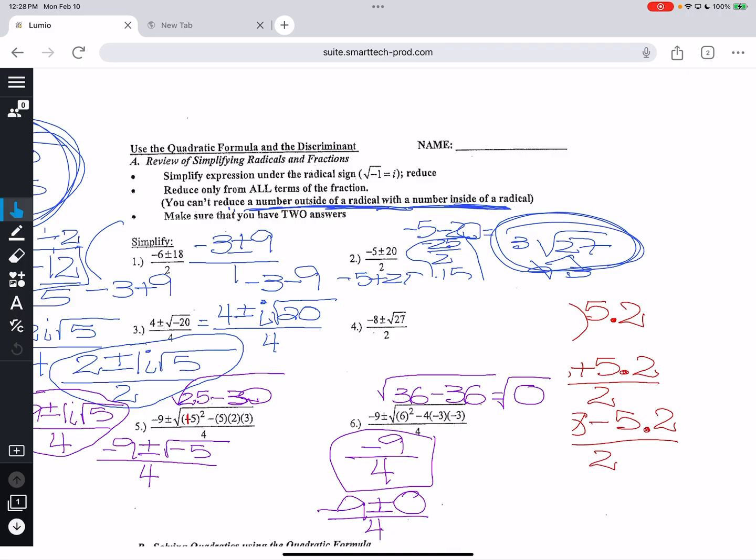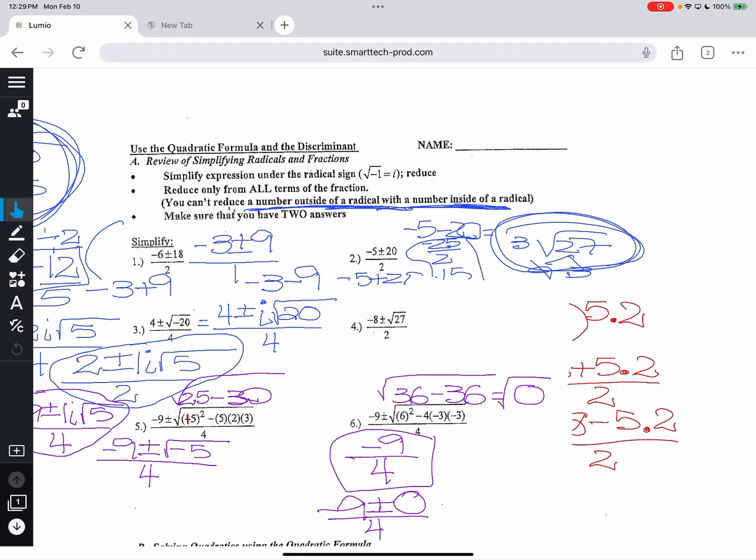If we're solving a word problem and it comes out that way, it will be no solution. So we reduce all of the terms of the fraction. There's technically three numbers outside the radical that make fractions, and you have to reduce all three of those. You can't just reduce two of the three, so they all have to share. And then you can't cross over from radical to non-radical. That just separates. And then you're going to have two answers because there's the plus and the minus.